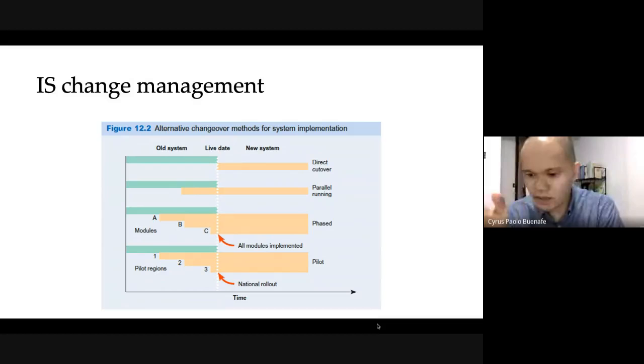This would probably work nowadays if your system is not very complicated, right? But it's very rare that you see a direct cutover. Now, what's a different method for cutting over? Well, you have parallel running. In some cases, you call this the dual maintenance approach. So there is going to be an overlap between the old system and the new system.